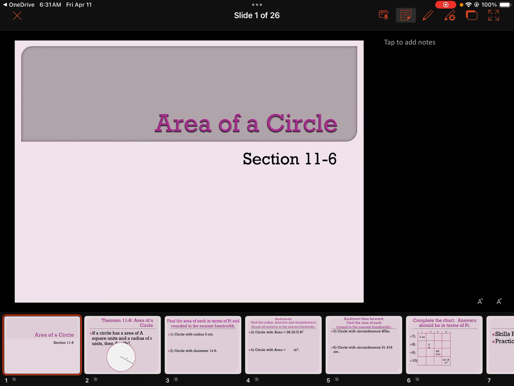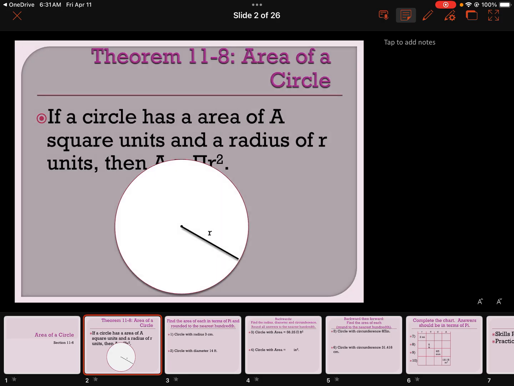This is section 11.6. We're going to look at area of a circle. Theorem 11.8 tells you how to find the area of a circle.